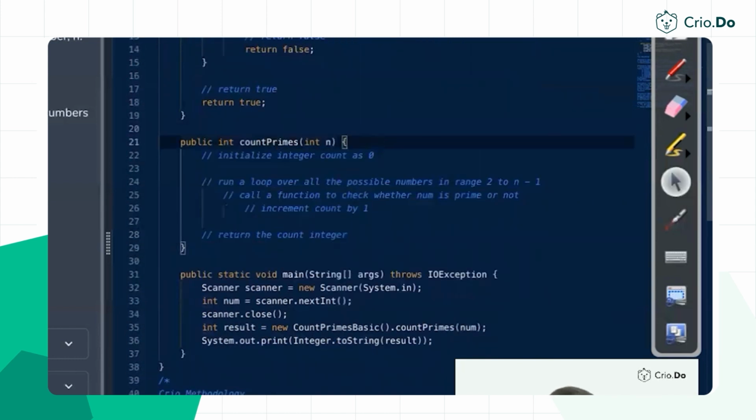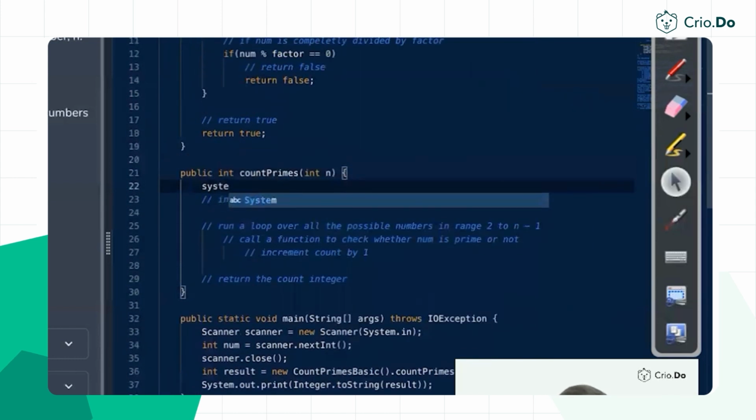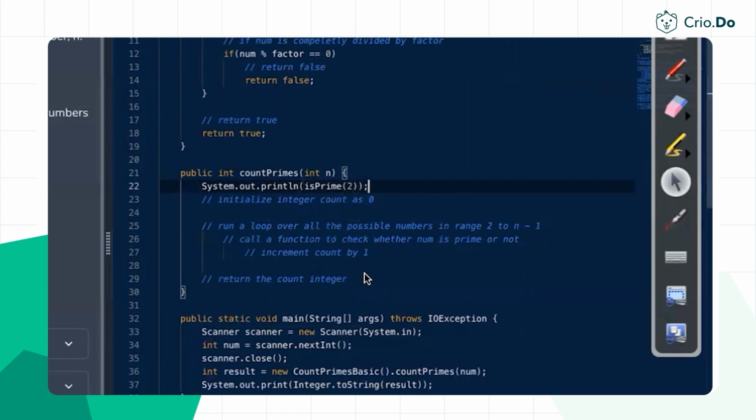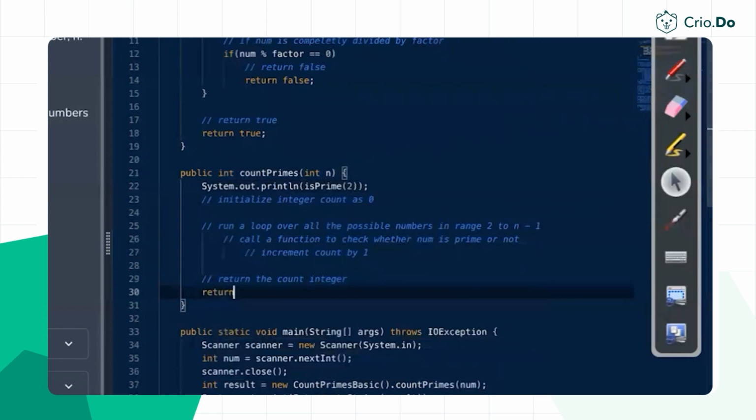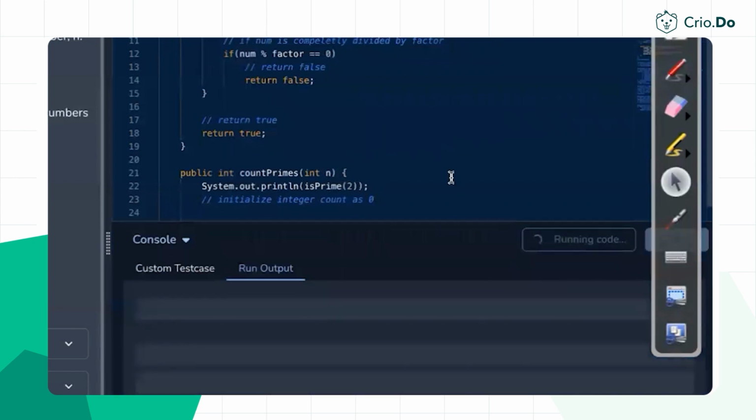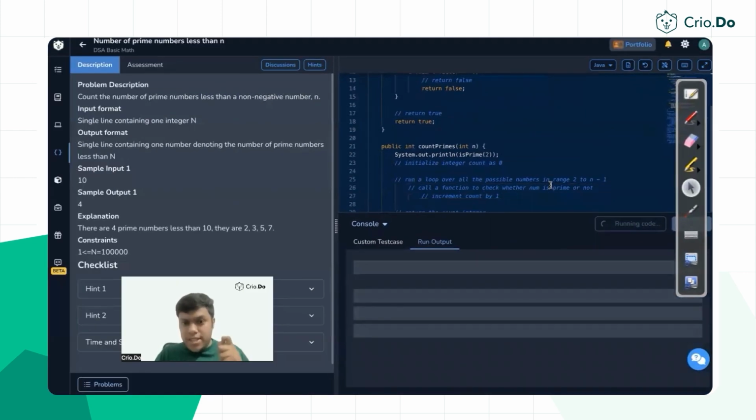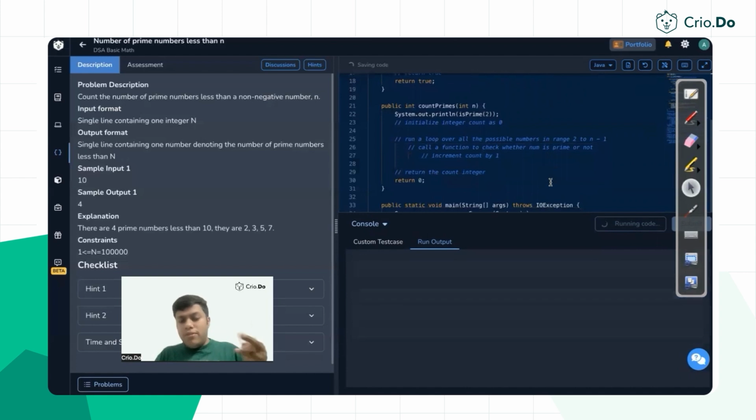Before running this loop, let's check whether the isPrime function is working properly or not using System.out.println(isPrime(2)). Is 2 a prime number or not? Let's see. If I just run this, we have to return something. So for now, let's return 0, otherwise there will be an error. Let's see if isPrime of 2 will give me true or false.